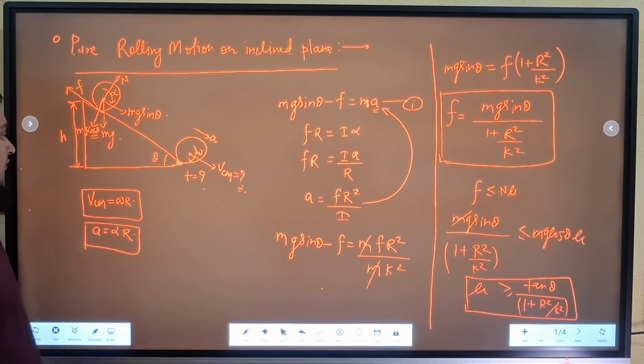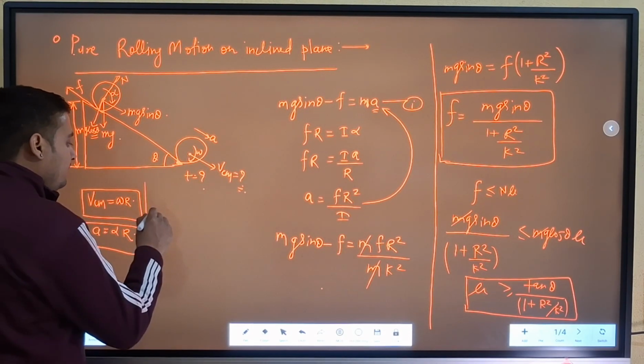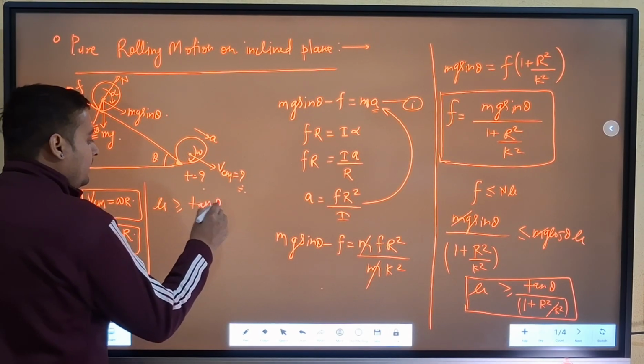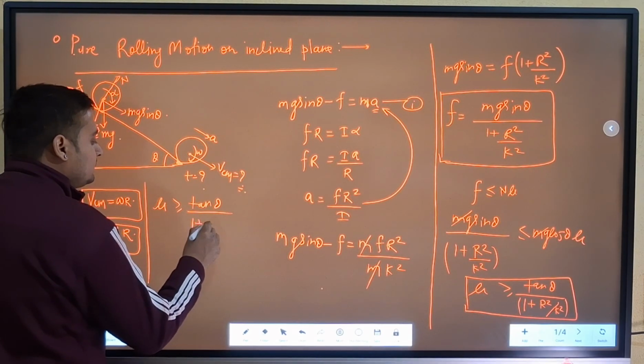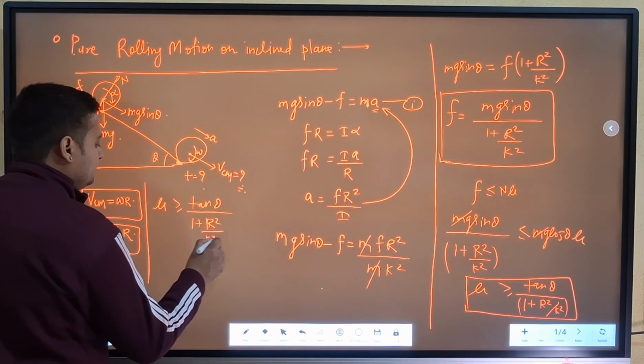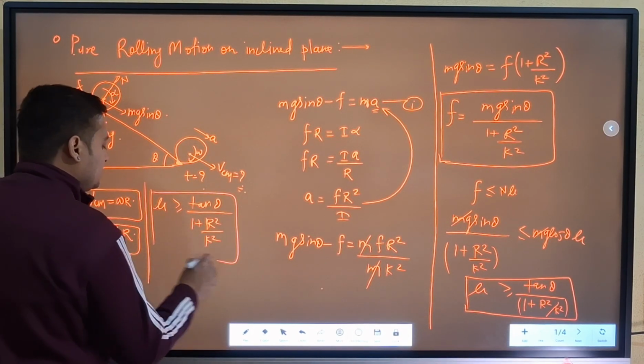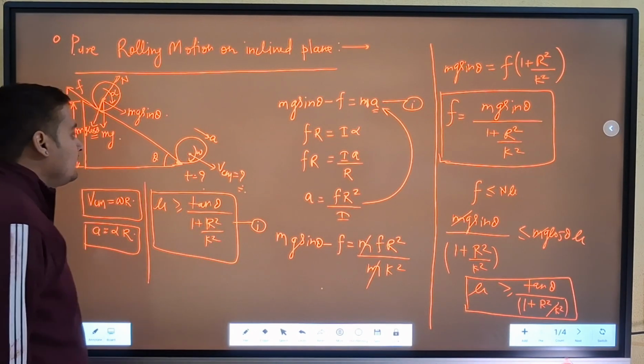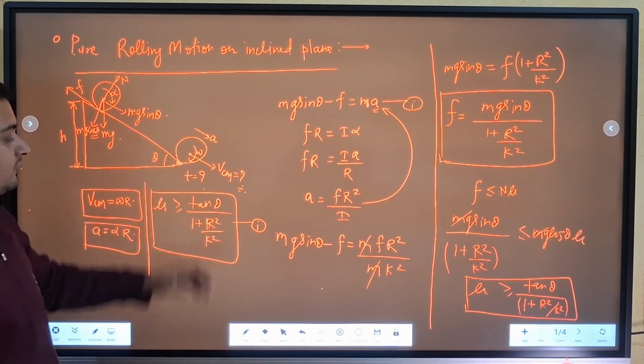So this is the final value, which is the minimum friction coefficient we require for the body to perform pure rolling motion. This is our first equation, the first term we calculated. Second thing, we want to calculate the velocity.